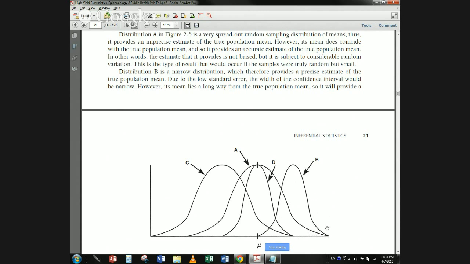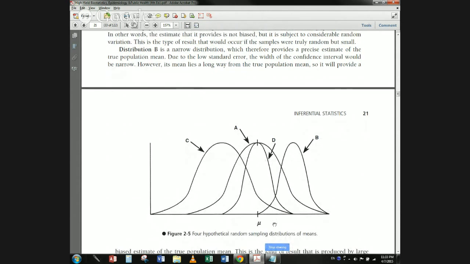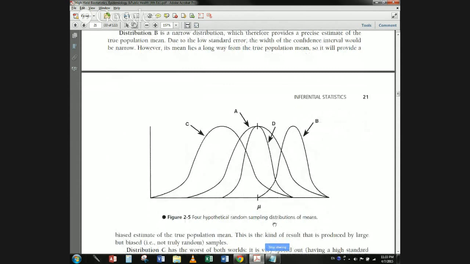Distribution B is a narrow distribution, which therefore provides a precise estimate of the true population mean. Due to the low standard error, the width of the confidence interval would be narrower. However, its mean lies a long way from the true population mean, so it will be a biased estimate of the true population mean. This is the kind of result that is produced by large but biased, that is, not truly random samples.